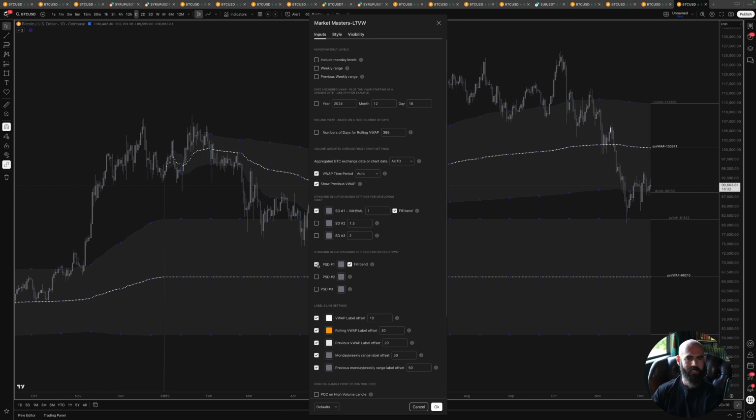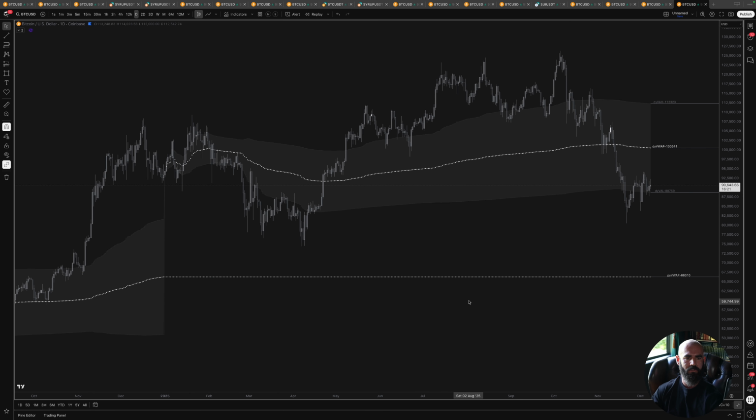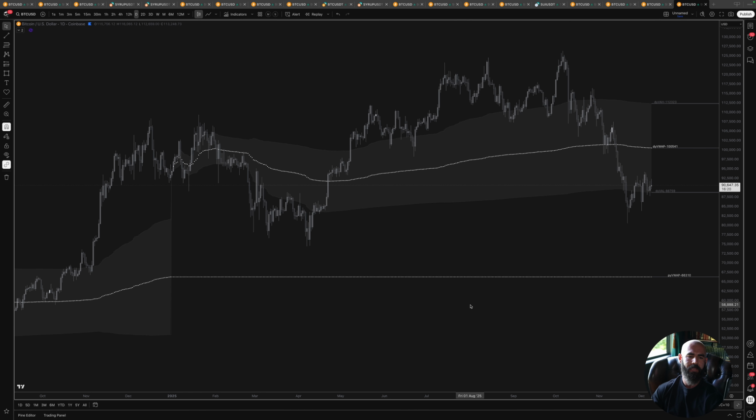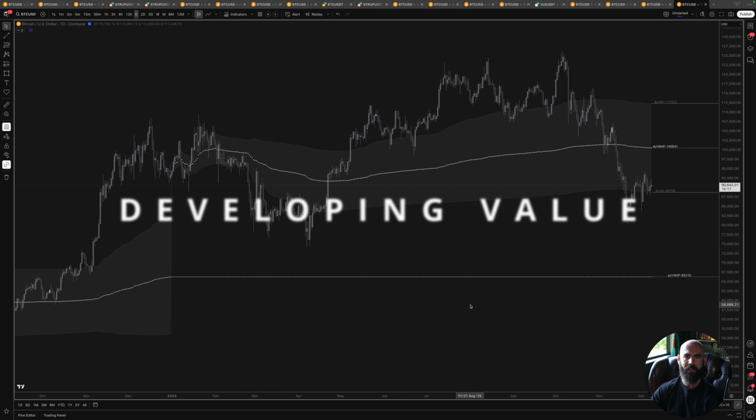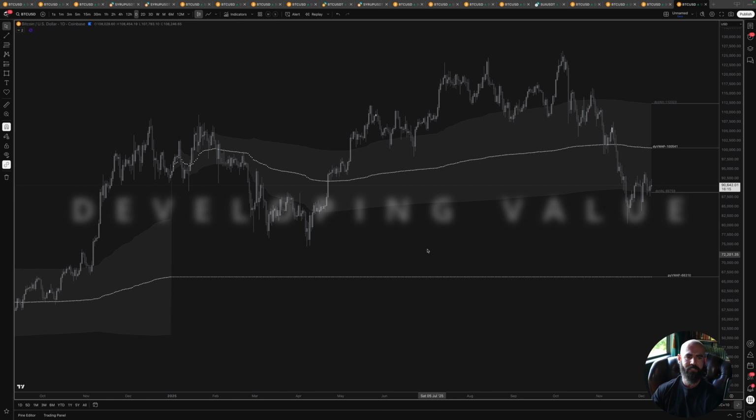So we're going to go into the settings and remove the standard deviation bands from the previous. I'm going to put them back on and explain in a second, but if you're new to this, you're probably a little bit confused as to what's going on. So to begin with, we're going to be looking at developing value. Let's go through what that means. You'll see how this band is not like a straight range. It is actually moving with time.